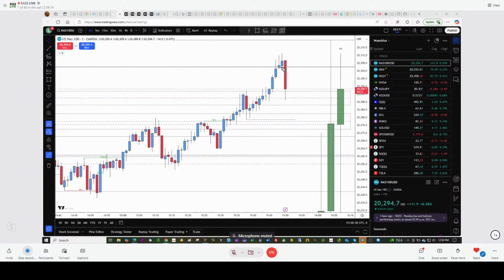So very tempting sell. But is it just a fake and then they go back up? Or do they seriously continue down to take out the lows?